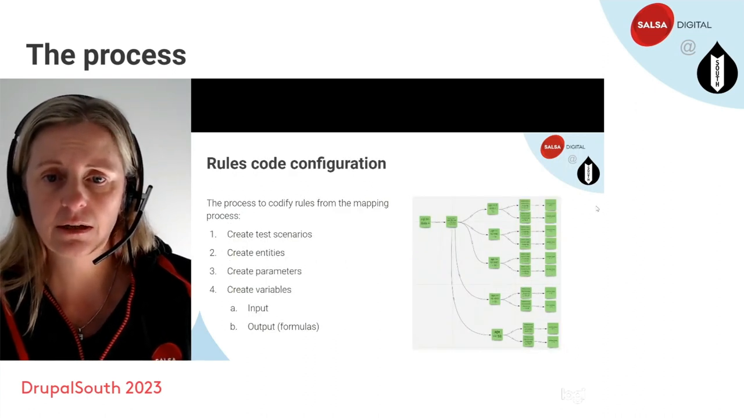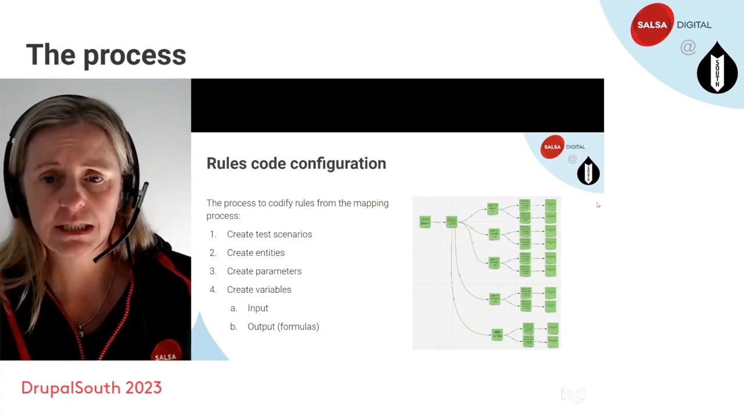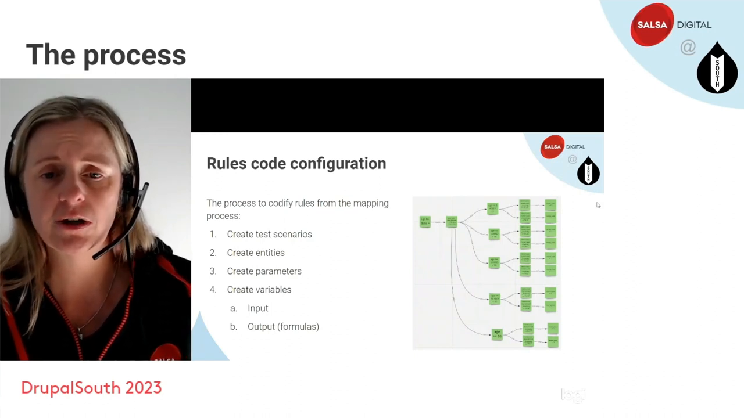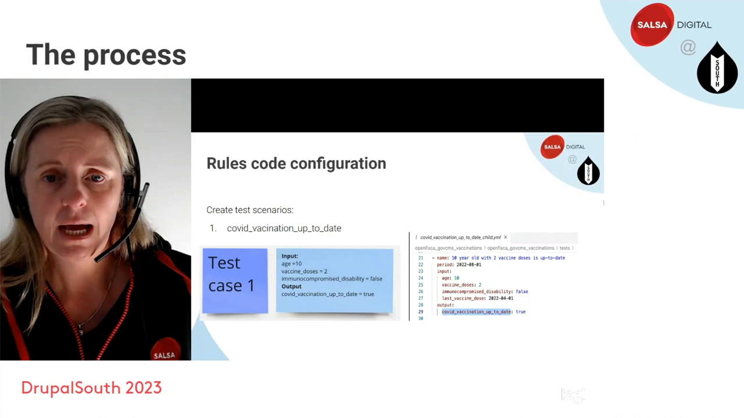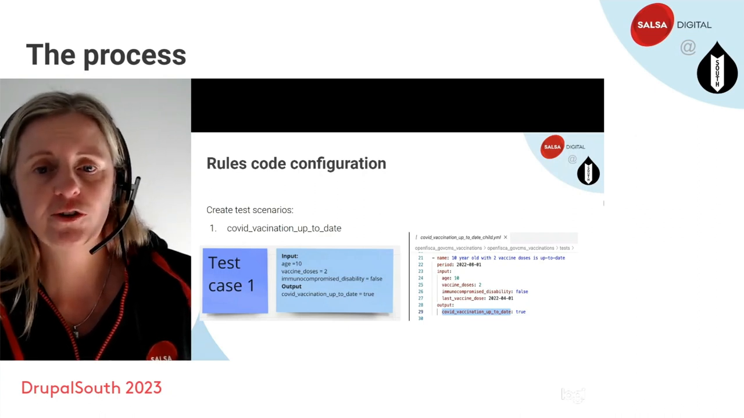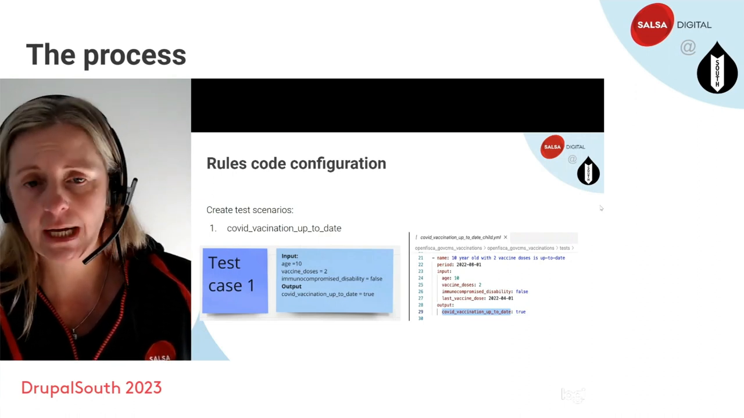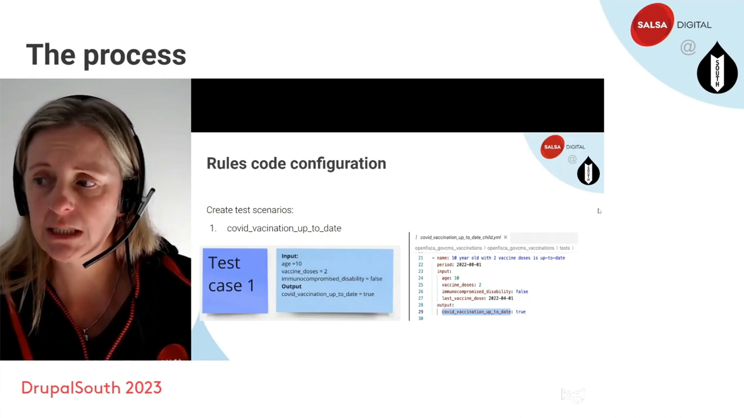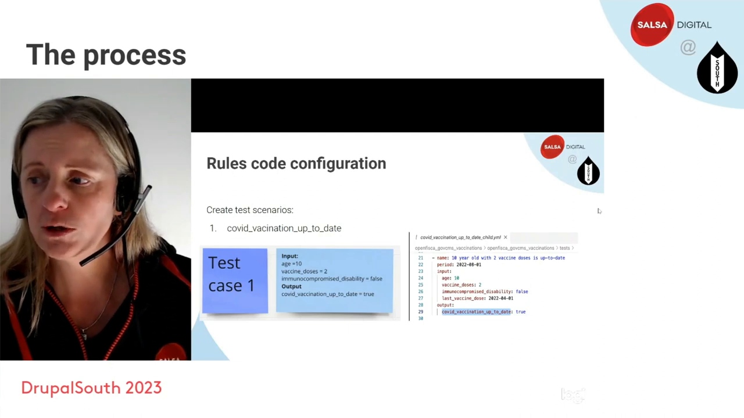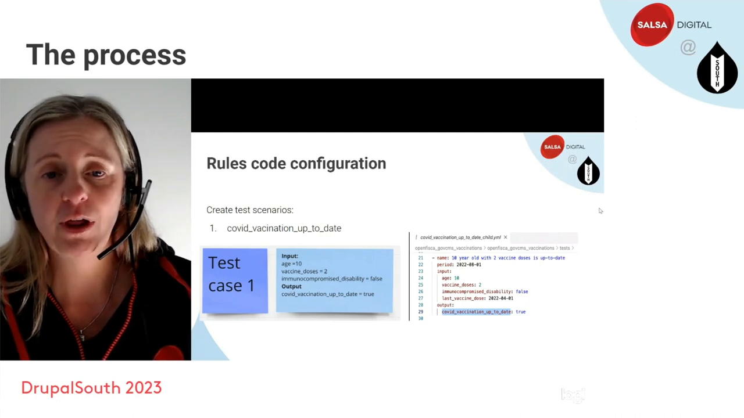Next is the process of coding the rules. Again, it starts in the mapping process. We create test scenarios, entities, parameters, and variables, including inputs and outputs, and formulas. Finally, before I hand over to Suchi, we also create some test scenarios. This is looking at the inputs that we would expect. In the case on the screen, if someone is aged 10, has two vaccine doses and is not immunocompromised, what do we expect the output to be? Okay, that's it from me. I will hand over to Suchi.